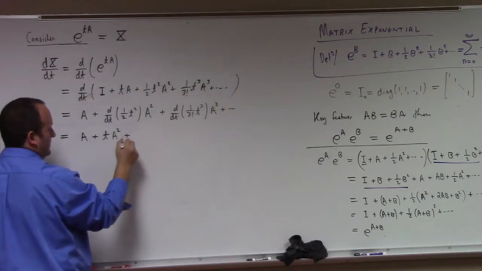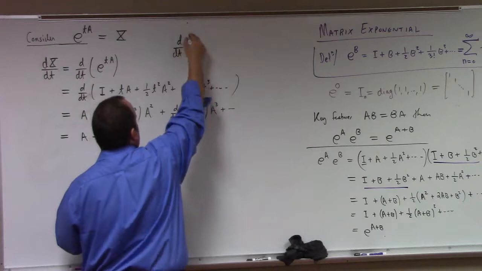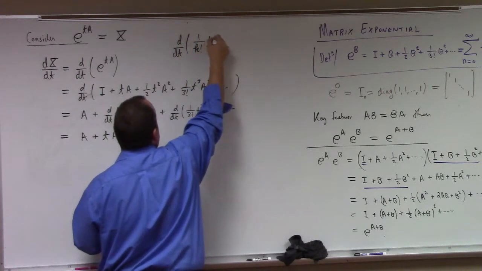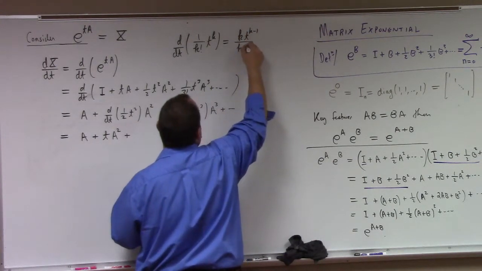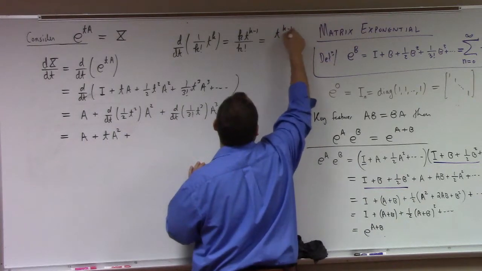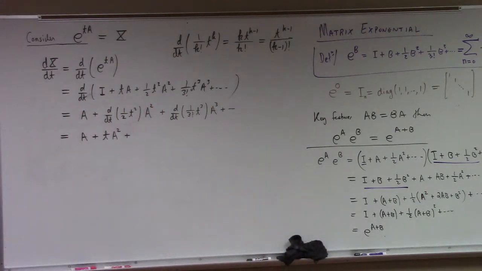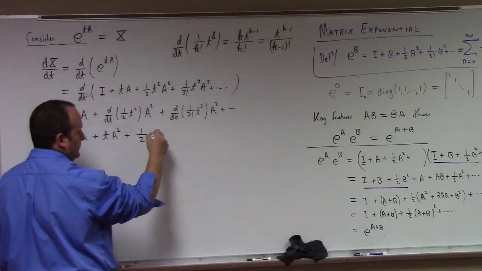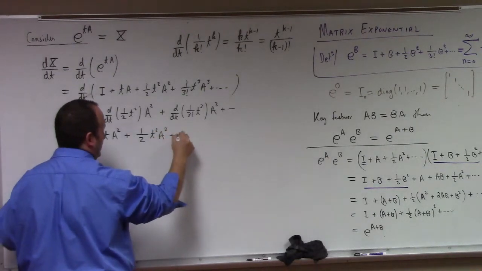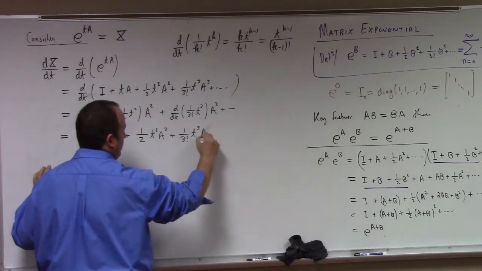What happens with the next term up? Generically speaking, if you look at the derivative with respect to time of 1 over k factorial, t to the k, we get k times t to the k minus 1 over k factorial, which is t to the k minus 1 over k minus 1 factorial, because the k and the k factorial reduce to k minus 1 factorial. So it's no surprise that this becomes 1/2 t squared A cubed. The next term would be 1 over 3 factorial t cubed A to the 4th, and so forth.